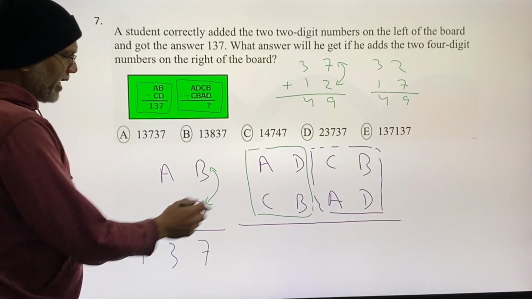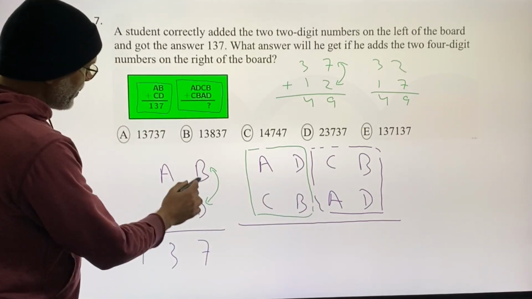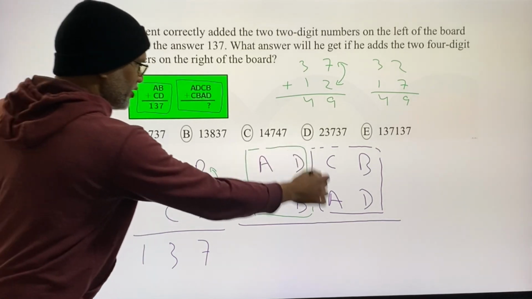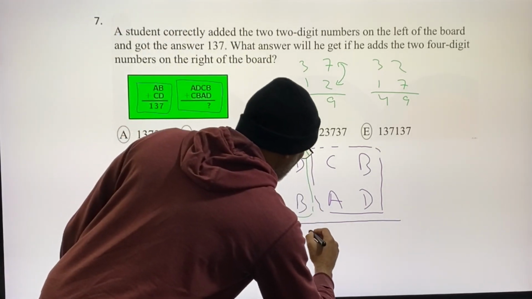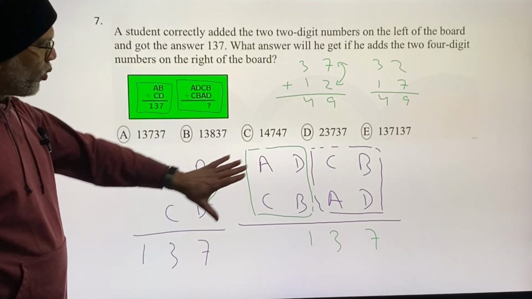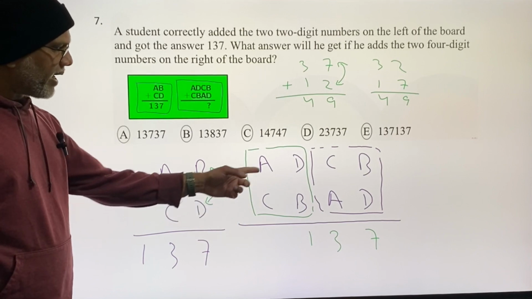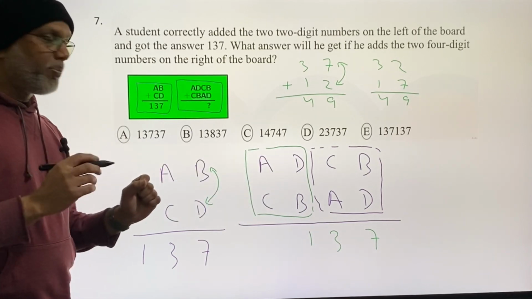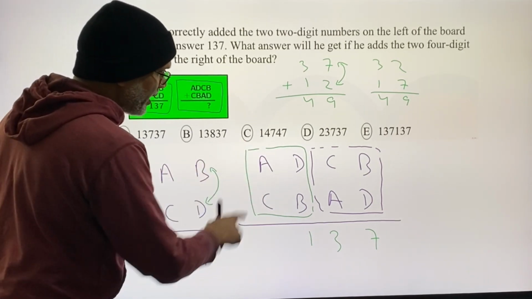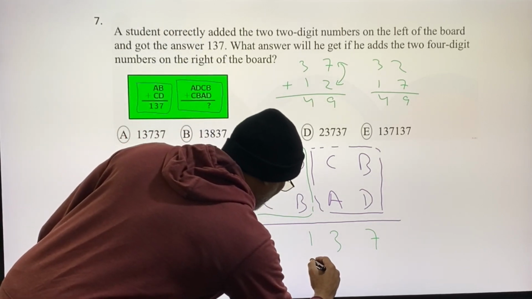Okay, so in this case, CBAD is the same as ABCD, the sum, right? So this will be 137, this will be 137, alright? What about this? This is the same thing, AD and CB, right? But if I sum it up, this will be 137 too, but I have to start from here, right?